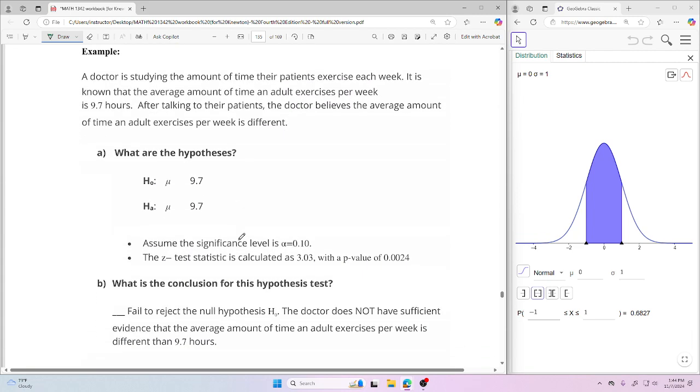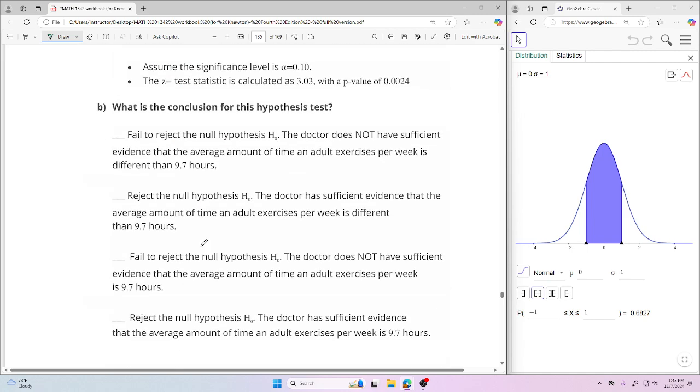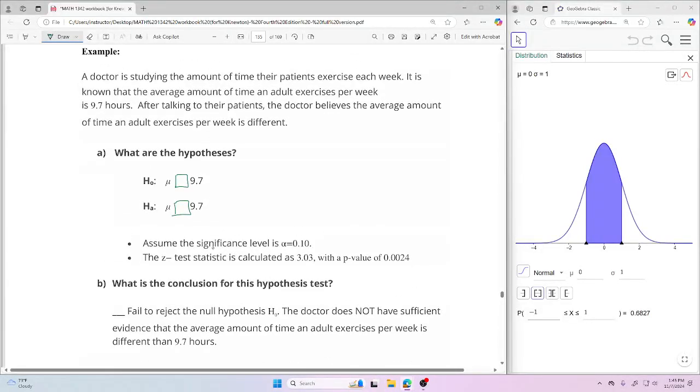This is a copy paste of your homework. So basically there are all these little boxes that we're going to be filling in, right here, right here. There's going to be all this stuff down here we're going to do. That's I think multiple choice. So you think we're going to do math finally? Probably not. A doctor is studying the amount of time their patients exercise each week.